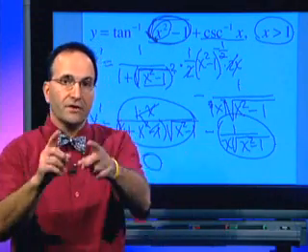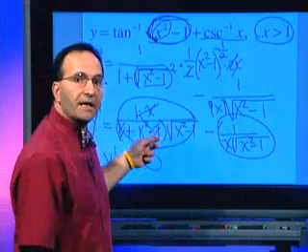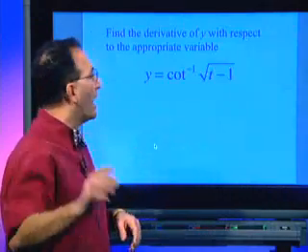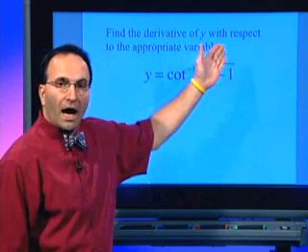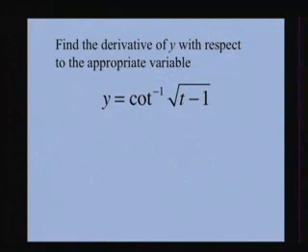But now it's time for you to try a problem. So let me bring it up and have you find the derivative of y with respect to the appropriate variable, which in this case is t, and you have that y is equal to cotangent inverse of the square root of t minus 1. Pause the video while you work on this problem, and when you are finished, restart the video to check your solution.